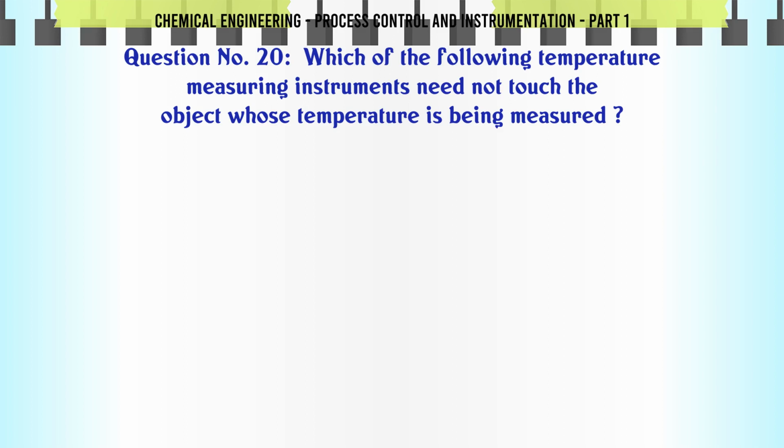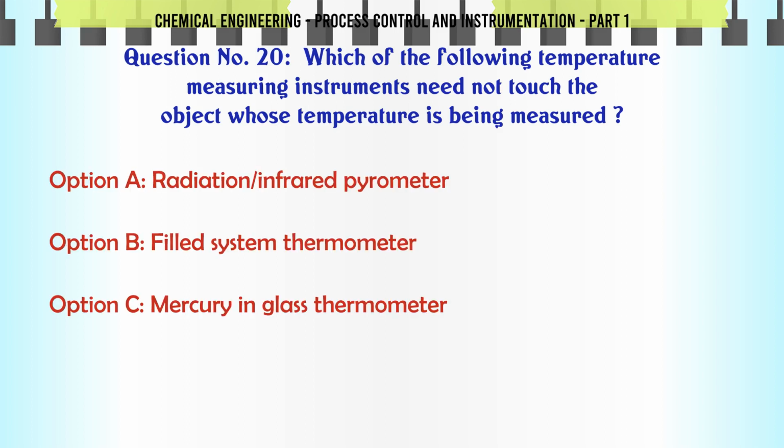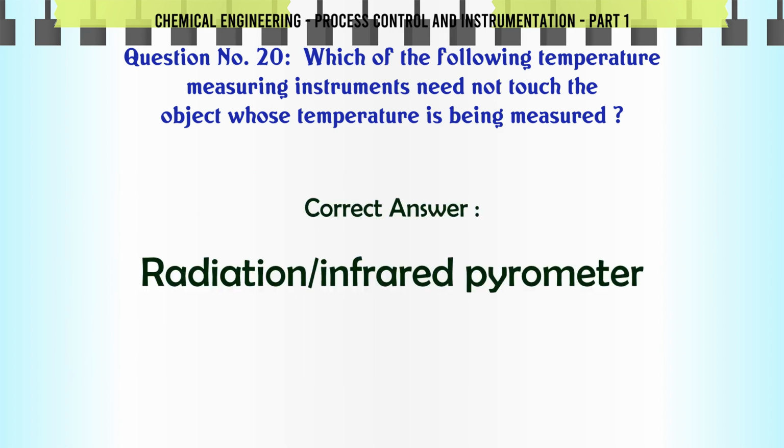Which of the following temperature measuring instruments need not touch the object whose temperature is being measured? A. Radiation infrared pyrometer, B. Filled system thermometer, C. Mercury in glass thermometer, D. Thermoelectric pyrometer. The correct answer is radiation infrared pyrometer.